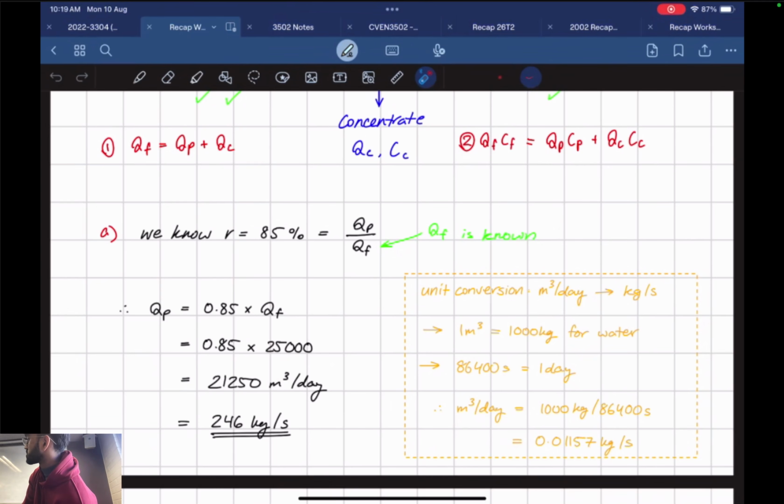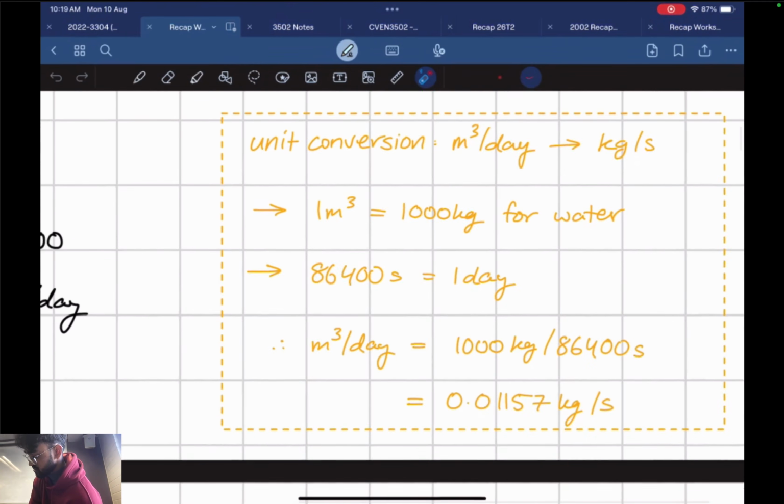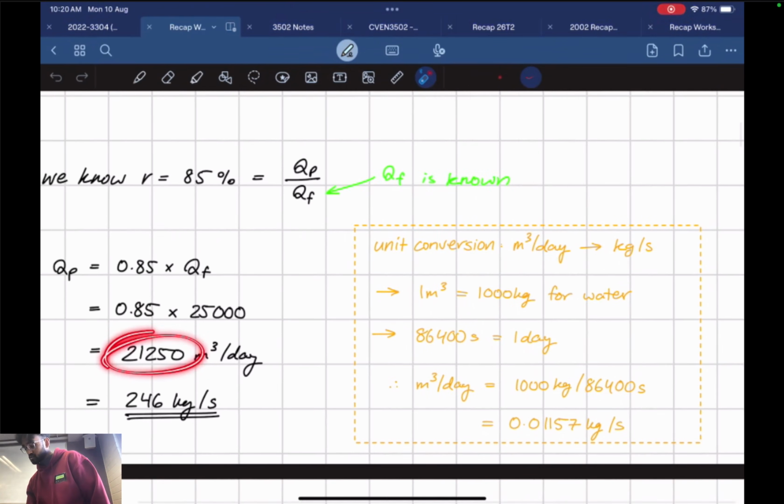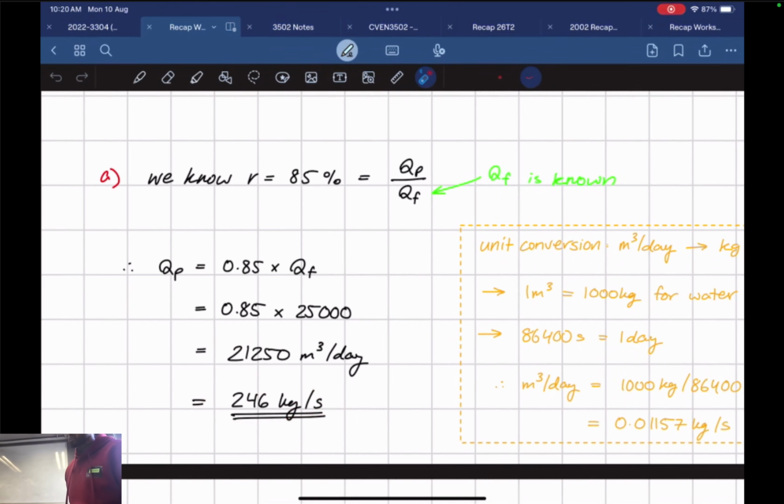You've got 86,400 seconds in 1 day. Can you guys see that? Yeah. Your unit conversion from meter cubed per day to kilograms per second is just multiplied by 0.01157. To this value, I'm just going to multiply this, and my final answer is going to be 246 kilograms per second. Any questions about this?